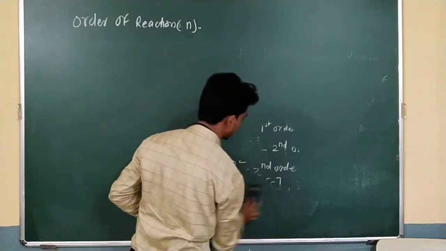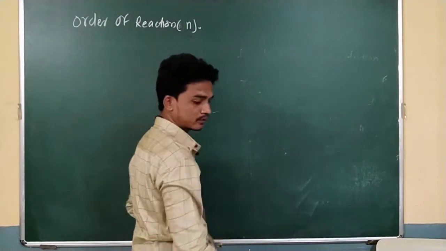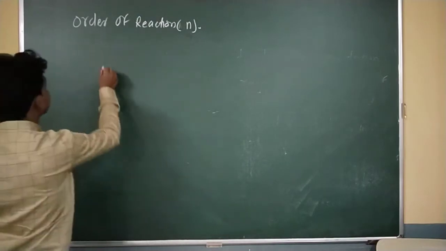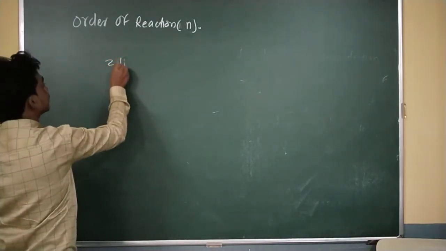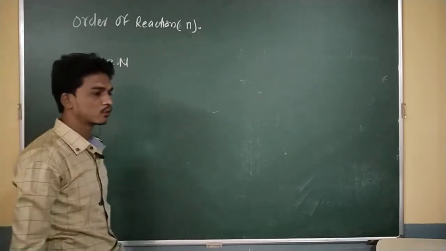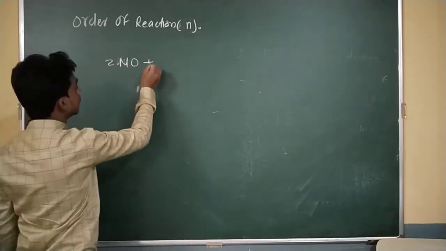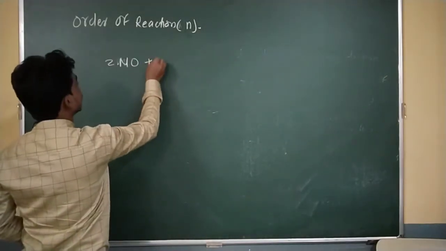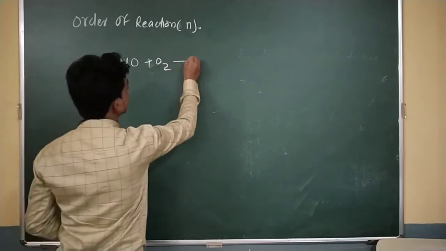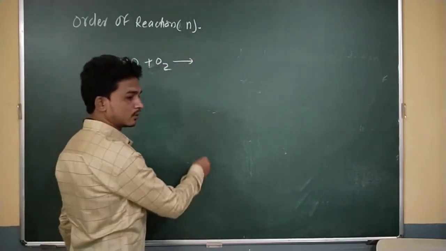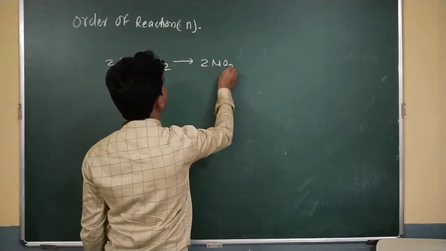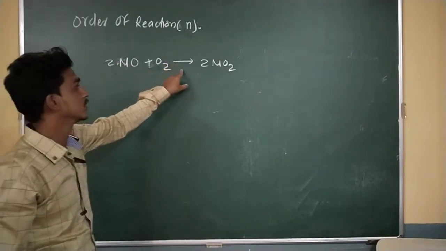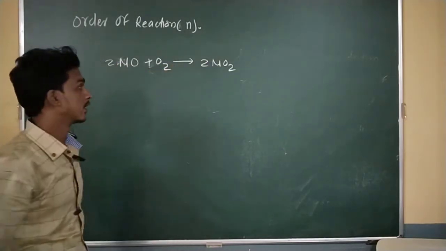You have to know some examples of this order, and I am writing here the examples of this order of reactions. Two molecules of NO, nitrogen monoxide, reacts with one molecule of oxygen. It gives product two molecules of NO2. That means nitrogen monoxide is reacting with oxygen molecules, and it gives two moles of nitrogen dioxide.